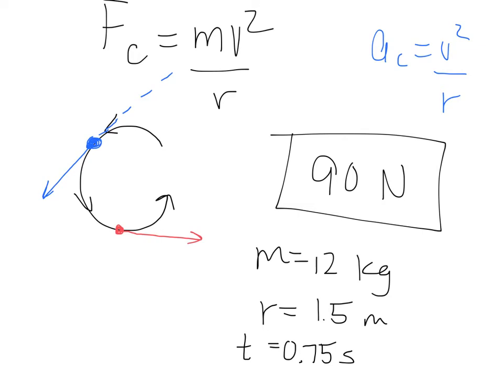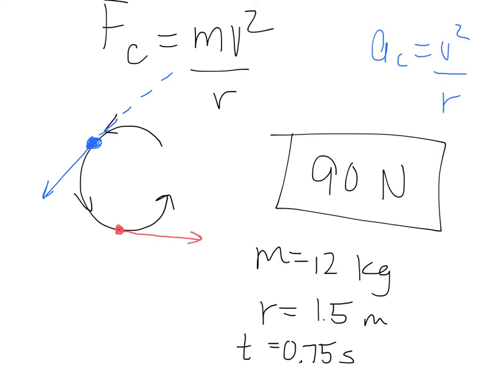I'm not given velocity here. I'm given the time it takes, the radius of the circle, and the mass itself. I want to know what is the amount of force that's going to be felt, and if that force will exceed 90 newtons. So I need to calculate the force. I have M, I have R, I don't have V. How could I begin this problem? What could I do to find V?